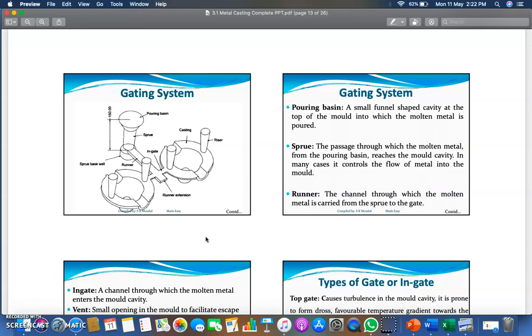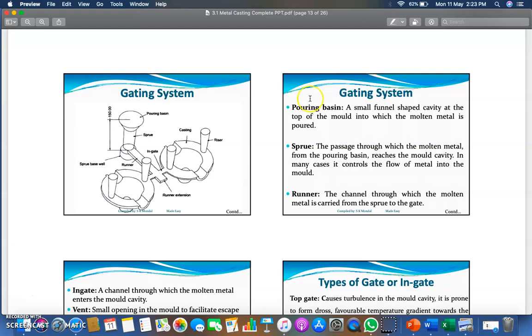Basically, this casting process we study in the manufacturing technology or manufacturing processes subject, in either the third, fourth, or fifth semester of the mechanical engineering BTech curriculum. So now we have come to the point where we have to discuss the gating system. Gating design we will follow after the completion of the gating system.